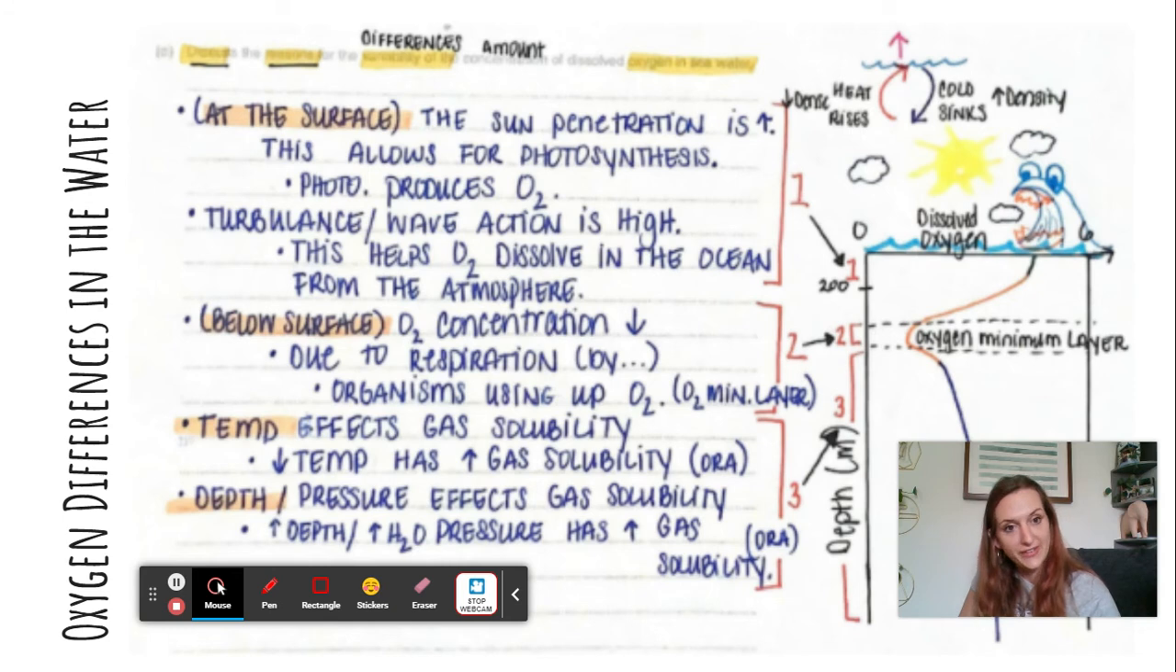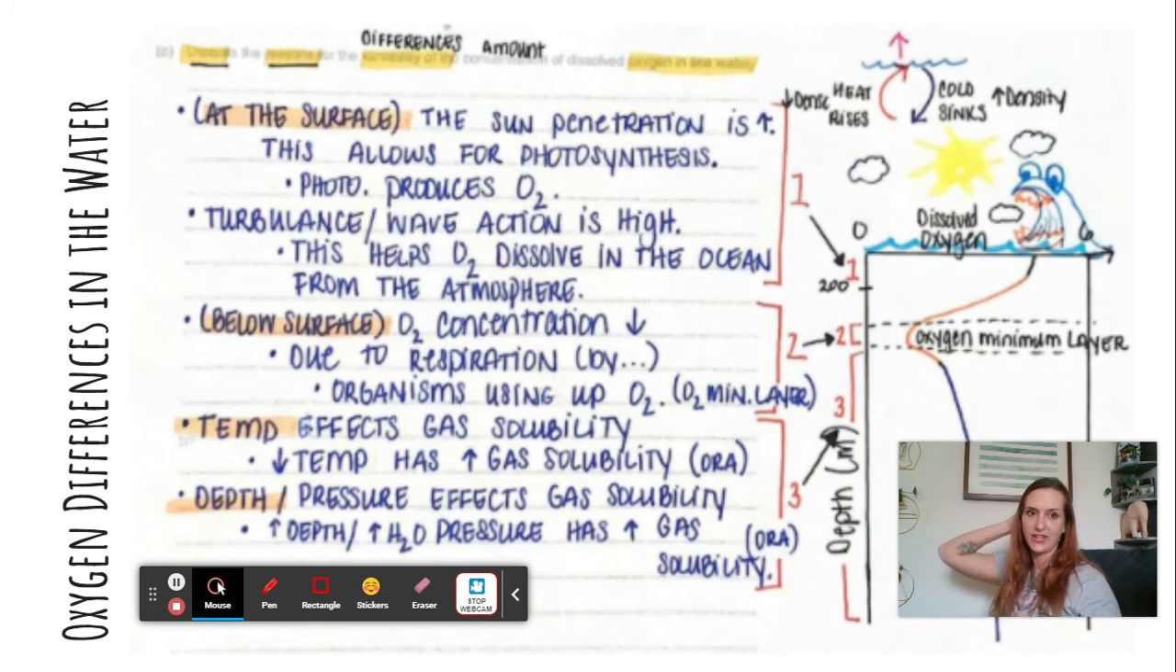So at the surface, you have really high sun penetration, and that will allow for photosynthesis. So that first mark is actually those first two lines. There's photosynthesis going on at the surface, and that's because you have high sun penetration. Photosynthesis produces oxygen. You get another mark for saying that, letting the grader know that you know photosynthesis produces oxygen. Turbulence or wave action is really high. This will help oxygen dissolve into the ocean.